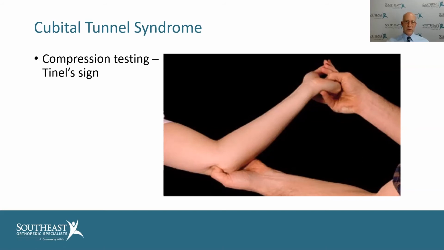What we're looking for with this elbow compression test is pressure on this nerve to increase symptoms in the forearm and in the hand and pinky itself. A positive test, or a sign of cubital tunnel syndrome, would be symptoms that are made worse by pushing on this location.